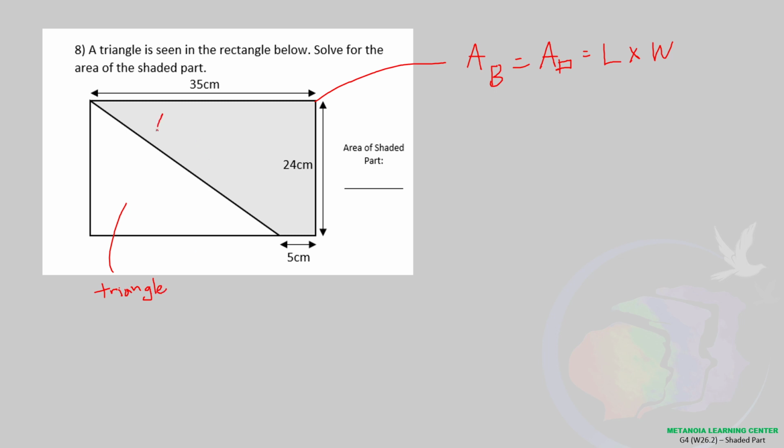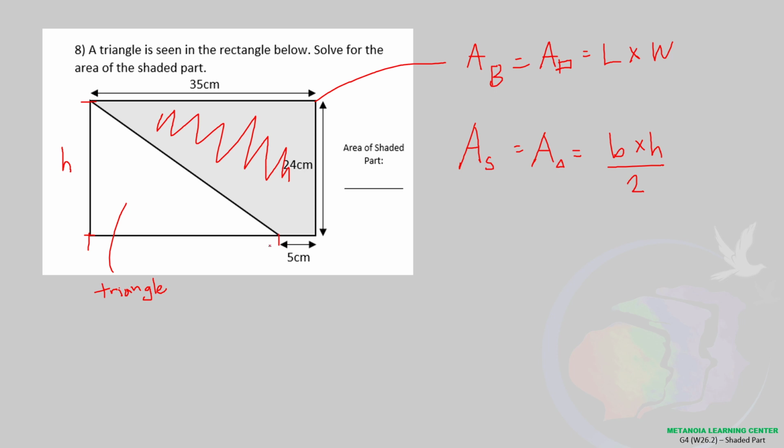As for your shaded part, it is this one. Now, for your smaller area, which is the area of the triangle, how do you solve for it? It's base times height over 2, right? So what you need to do now is find out the height of the rectangle, and of course, the base of the triangle.